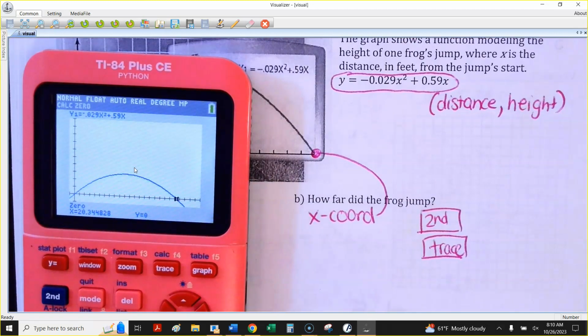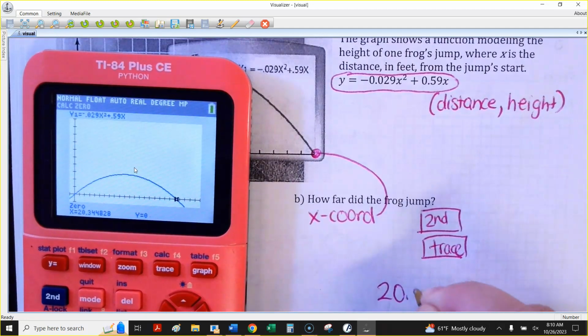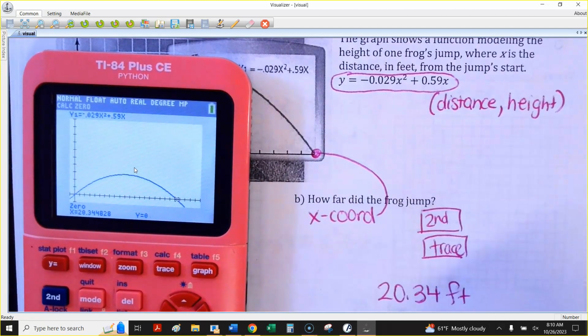Now, if these are not nice numbers, just go ahead and round to 2 decimal places. So I would say 20.34 feet for that one.